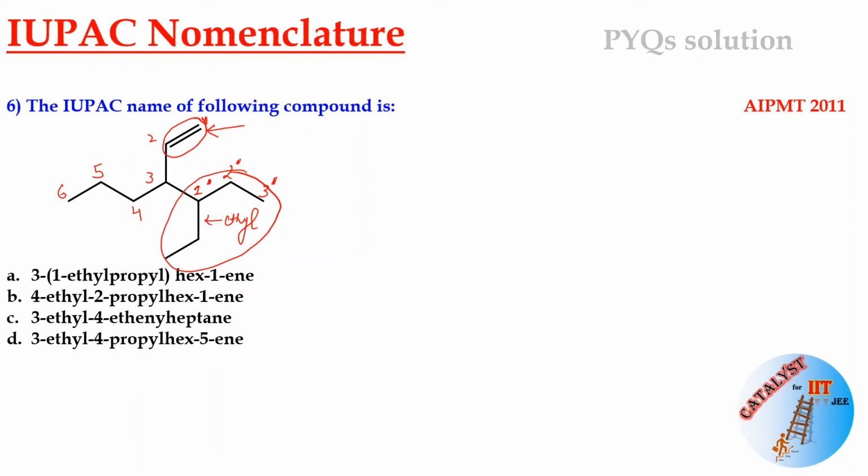So on the 3rd position this is present, so this substituent you can name as 1-ethylpropyl. Because this is also a substituent, you have to add this yl. So you have to add this in brackets. And on which position is this present? This is on the 3rd position. Now you have to add your parent chain. So the parent chain contains 6 carbons. So you have to add hex. And on the 1st position your double bond is present, so 1-ene.